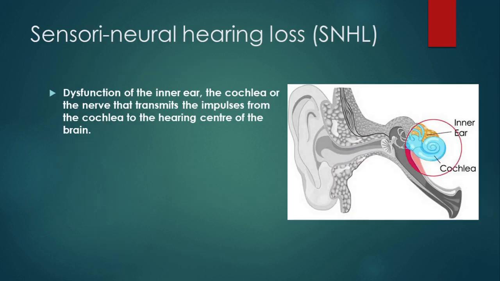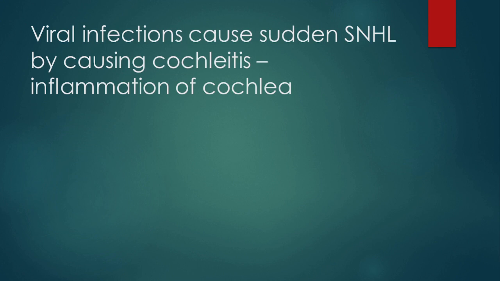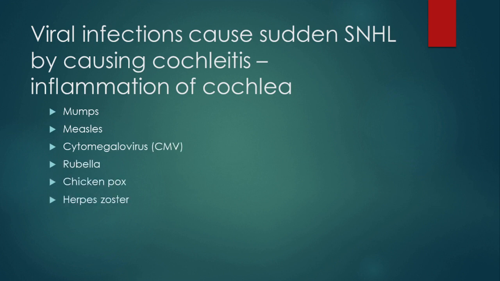Another type of hearing loss is sensory neural hearing loss. In short, it is called SNHL. Sensory neural hearing loss occurs due to the dysfunction of the inner ear or the nerve that transmits the impulses from the cochlea to the auditory center of the brain. There are certain viral infections that can result in sudden sensory neural hearing loss by causing cochlitis, that is, inflammation of the cochlea. Such viral infections include mumps, measles, cytomegalovirus, rubella, chickenpox, and herpes zoster virus.